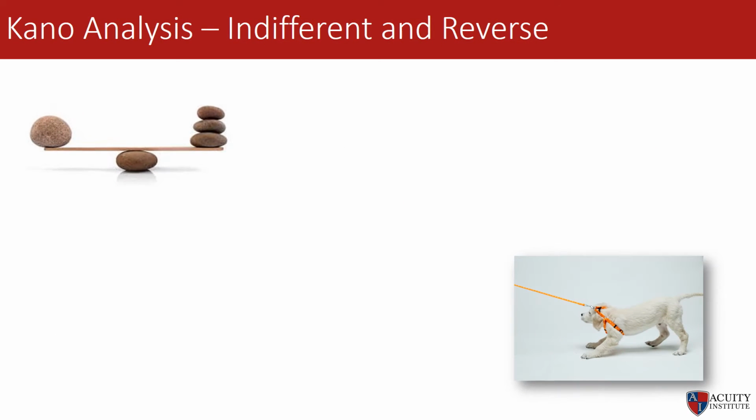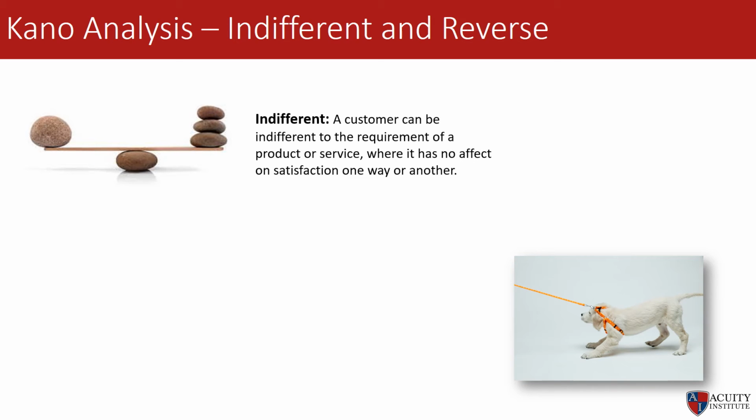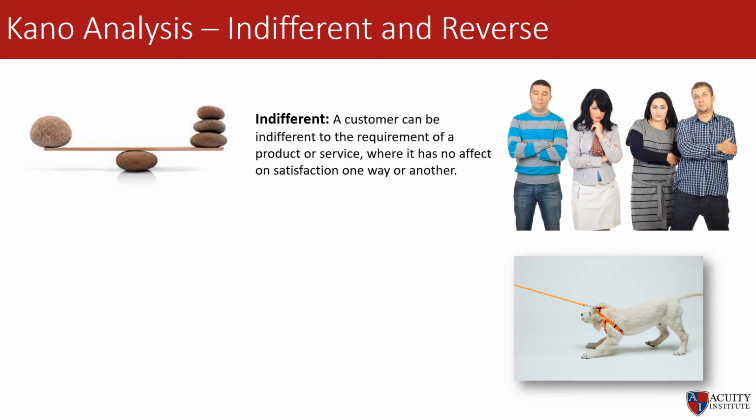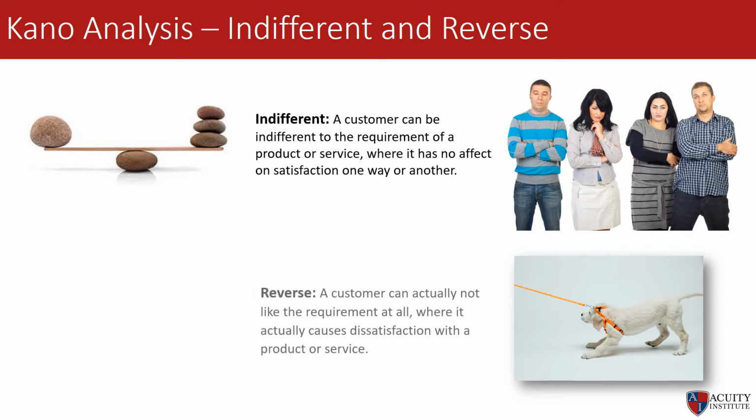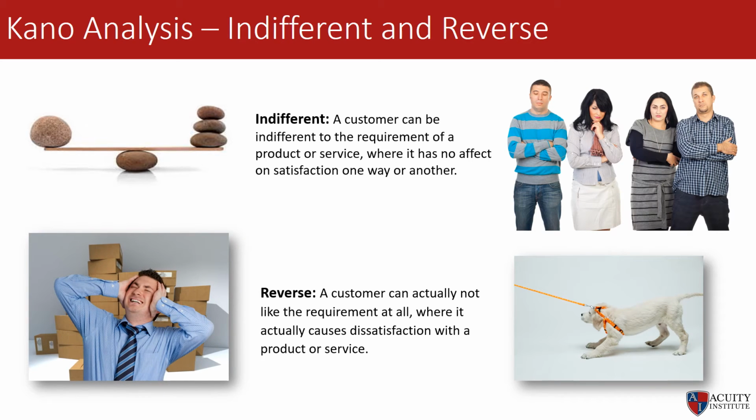What happens if a customer is indifferent or reverse? A customer can be indifferent to the requirement of a product or service where it has no effect on satisfaction one way or another. For example, color or logo on a credit card. A customer can actually not like the requirement at all, where it actually causes dissatisfaction with a product or service. For example, issuing invoices early.